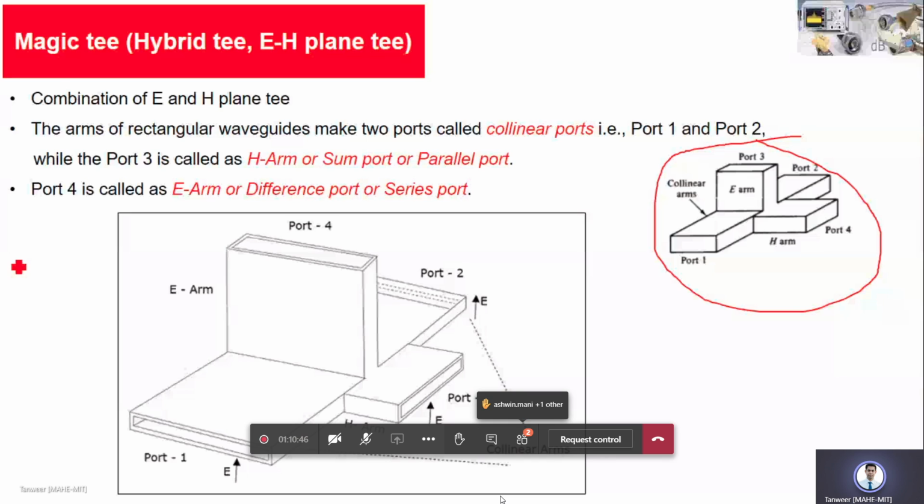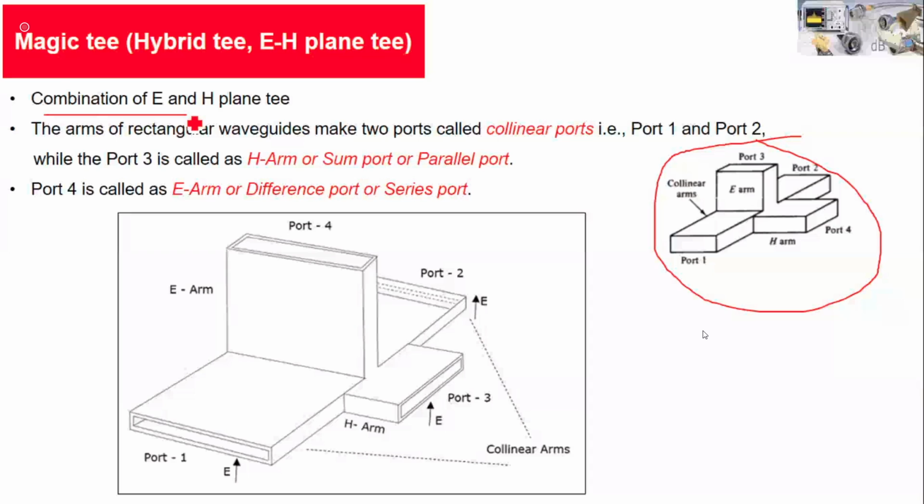Now, same thing as I told you. If we forget port 3, it will become E plane, no? Yes, correct. I have given one small diagram. It's correct. If you remove port 4, it becomes an E plane T. If you remove port 3, it becomes an H plane T.